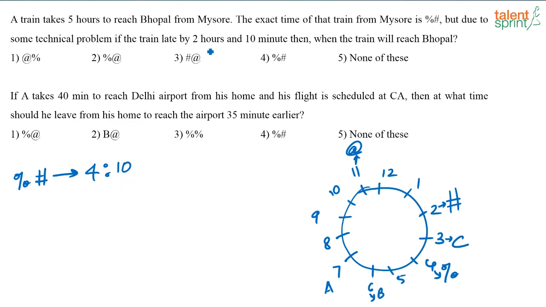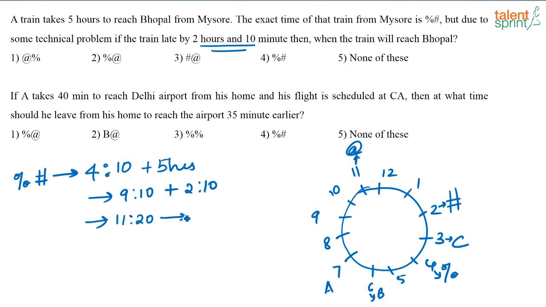But due to some technical problem, the train is late by 2 hours 10 minutes. So what time does the train reach Bhopal? The train will leave at 4:10 and it will take 5 hours, so it has to reach at 9:10. Correct? Now today, due to some technical problem, the train is late by 2 hours and 10 minutes. So it is taking 2 hours 10 minutes extra, and it is reaching only at 11:20. The train is reaching Bhopal at 11:20.